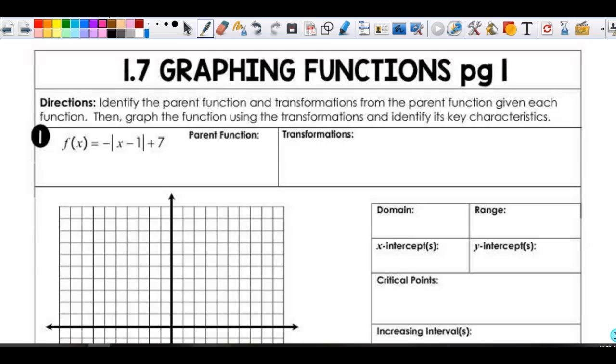Today we're going to start graphing, and we graph a lot, and we may not be graphing in the way you think we're going to be graphing, so please follow along so you know exactly what to do.